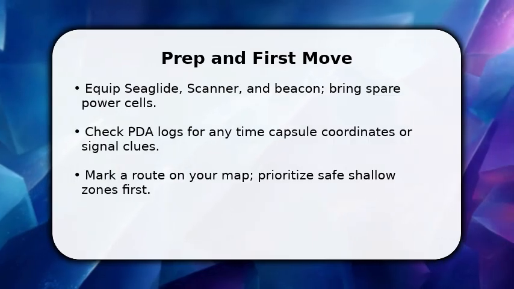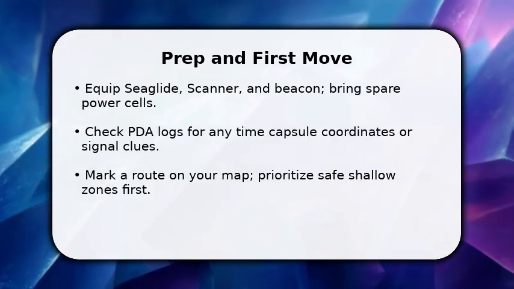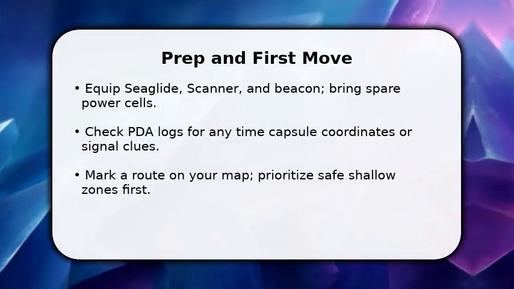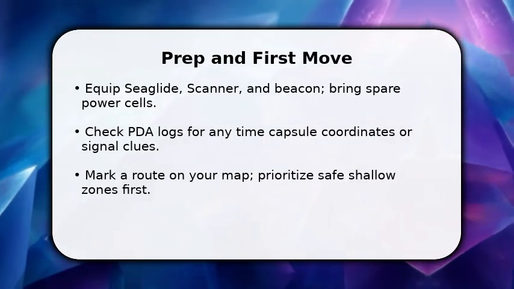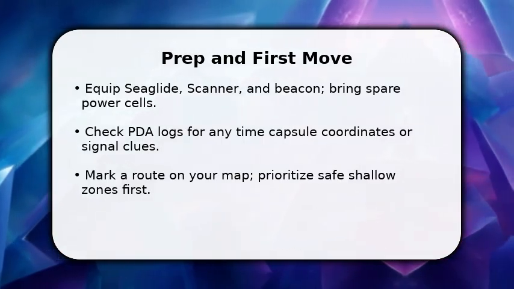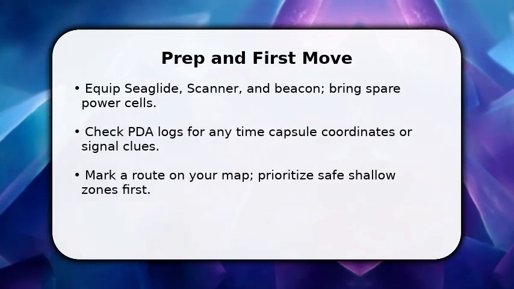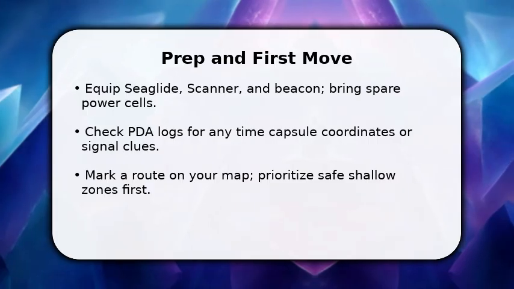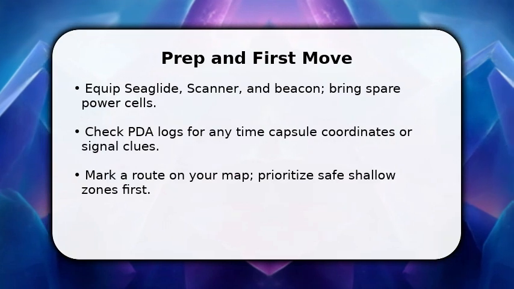You start by gearing up. Grab your Sea Glide for speed, the scanner to identify objects, and a beacon to mark locations. Once done, comb your PDA logs for any recorded coordinates or signal snippets that reference a time capsule, and then plot a short route on the map to nearby shallow zones. Move quickly, but deliberately so you reach the search area while conserving oxygen. Make sure to deploy a beacon as soon as you spot promising debris or markers.